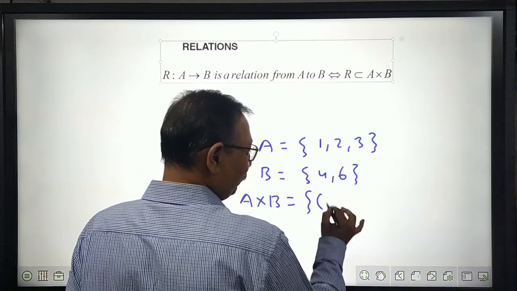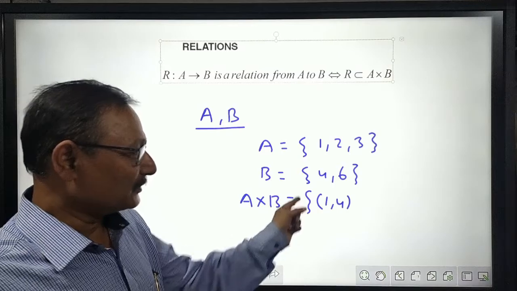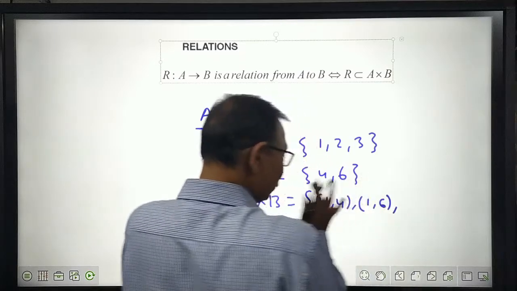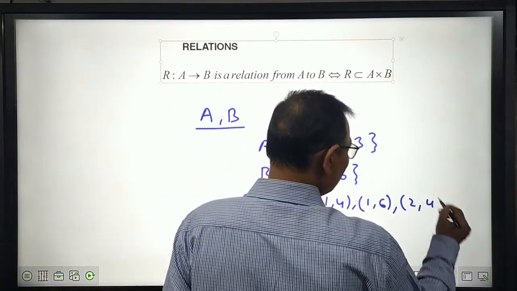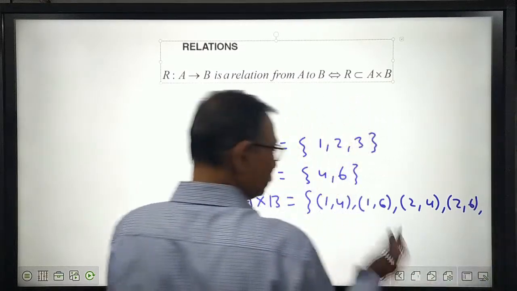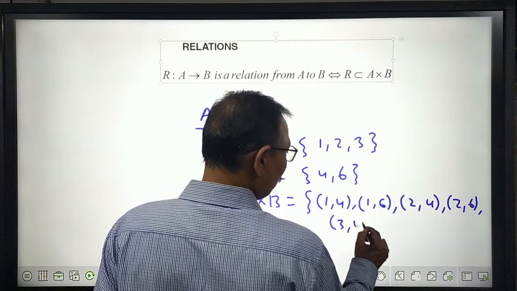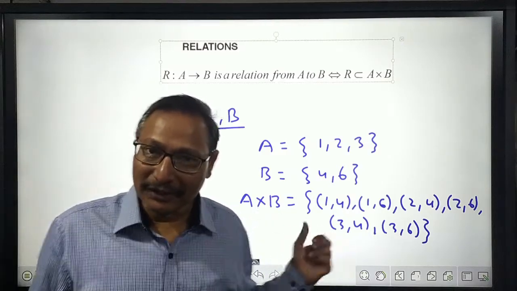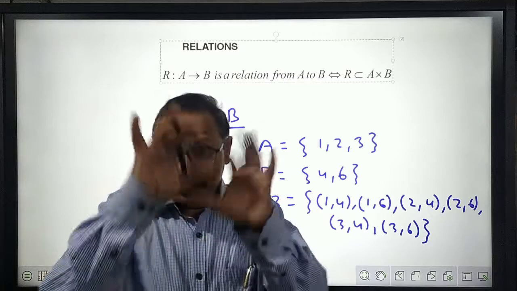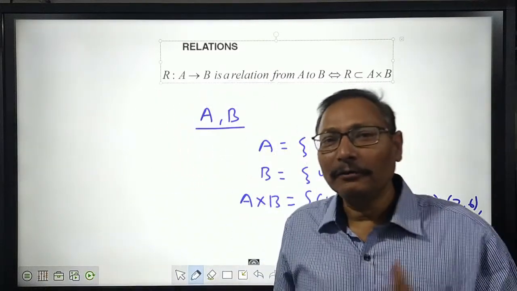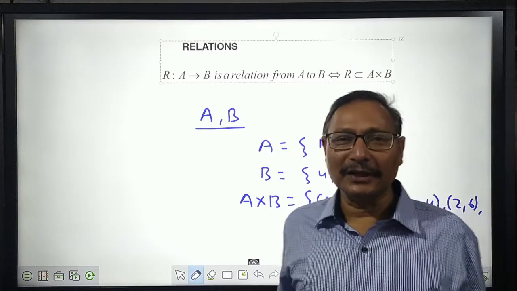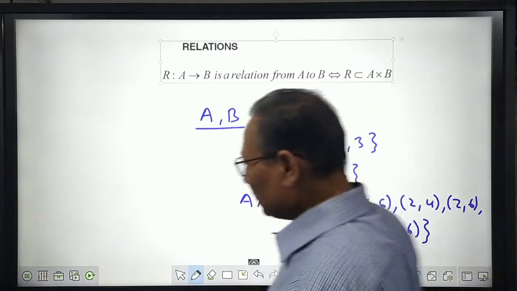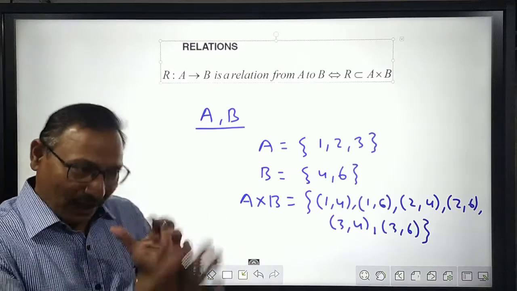I'm just collecting 1 comma 4. I took the first element from set A and the second element from set B. Again, the first element from set A is 1, and the second from B is 6. Similarly, 2 4, 2 6, where 6 is the second element taken from B. 3 4, 3 6. So clearly you are seeing that there are 6 elements contained in A cross B. That means A cross B is a collection of all possible ordered pairs that could have been made by taking elements from A and B such that the first element belongs to A and the second element belongs to B. Now suppose that some elements out of these 6 are taken away.